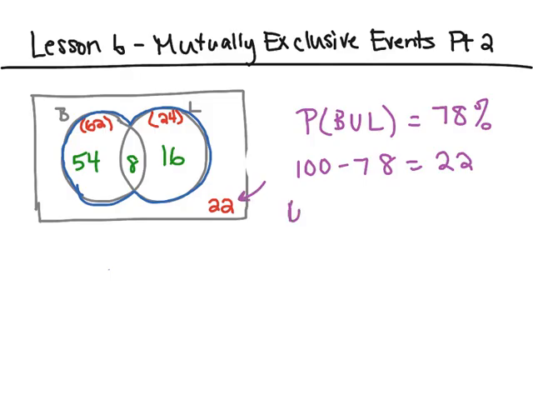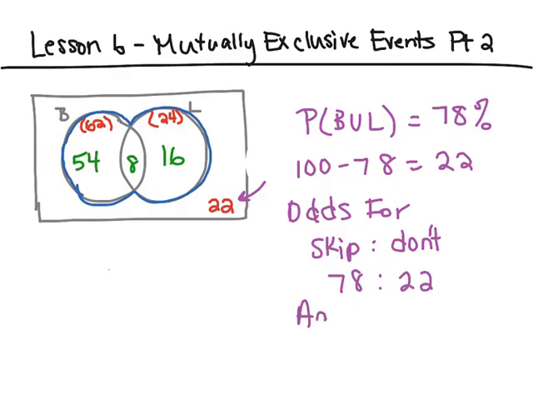So when we do our odds for, it's the same as people who skip to people who don't skip at all. So it'd be 78 to 22. If we wanted to do against, it would be 22 to 78.